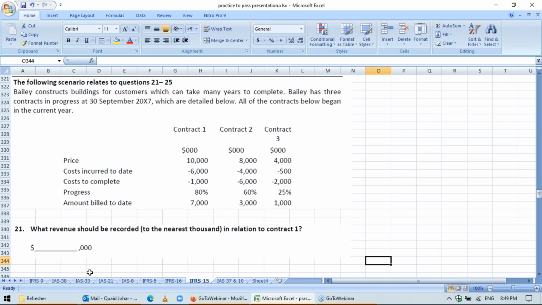Now, what do you say in question 21? This is about contract 1. So let's look at contract 1. The progress of work is 80%, and the price is 10,000. So what they're asking is, what revenue should be recorded in relation to contract 1? It's very simple. The revenue to be recorded is 10 million multiplied by 80%, the progress of work.